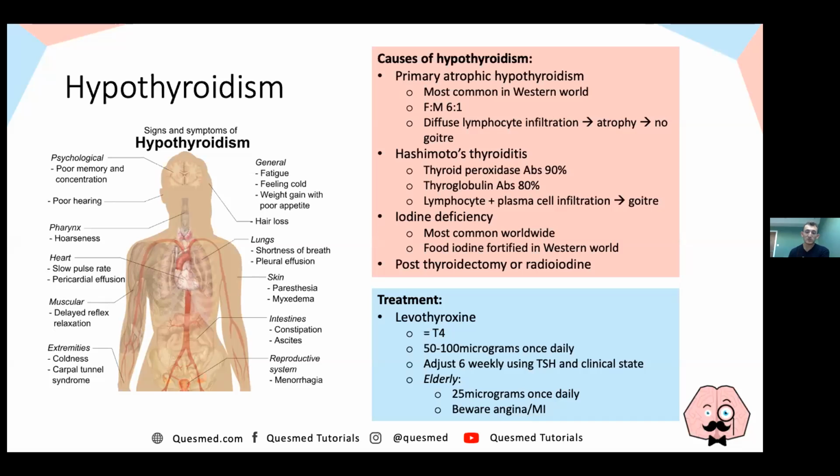In elderly patients, it's better to start at a slightly lower dose, so 25 micrograms once daily. And it's important not to rush, as we need to be aware of things like angina and MIs. Levothyroxine can increase your risk of AF, and it can increase your risk of osteoporosis. So it's important that we don't over-treat people.